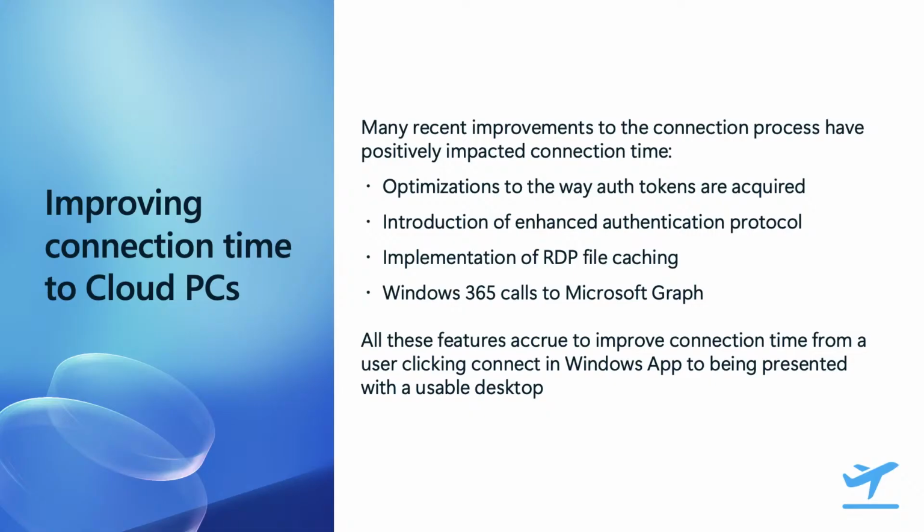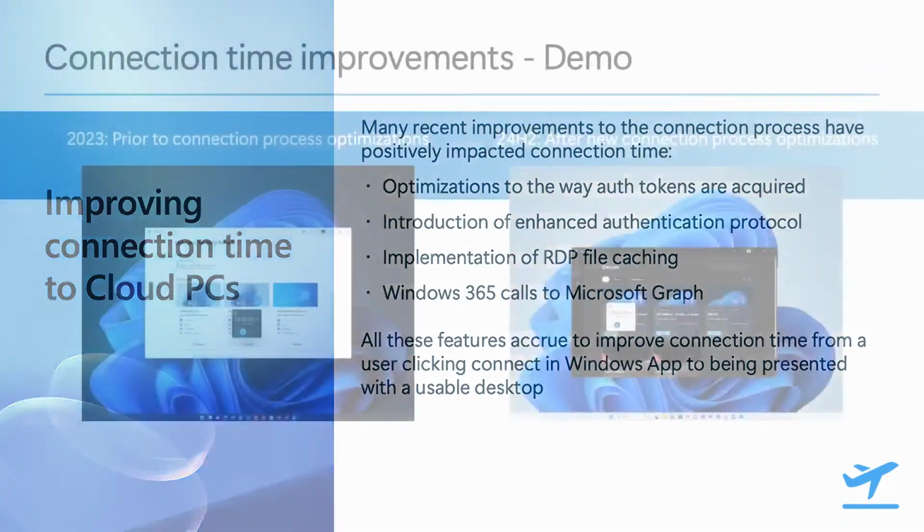Four examples of such recent improvements include optimizations to the way auth tokens are created and acquired for client endpoint to cloud PC pairs. We've also introduced an enhanced authentication protocol, which improves the authentication time during connection establishment. We've also implemented RDP file caching to reduce the time it takes to retrieve the RDP file for a reconnection. And finally, we've made changes in Windows 365 calls to Microsoft Graph, which result in a reduction of the number of calls that are made while establishing a connection.